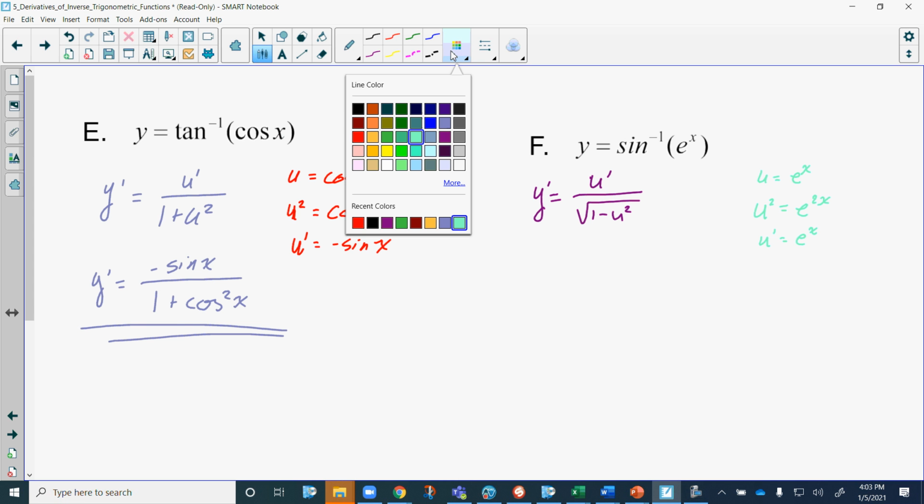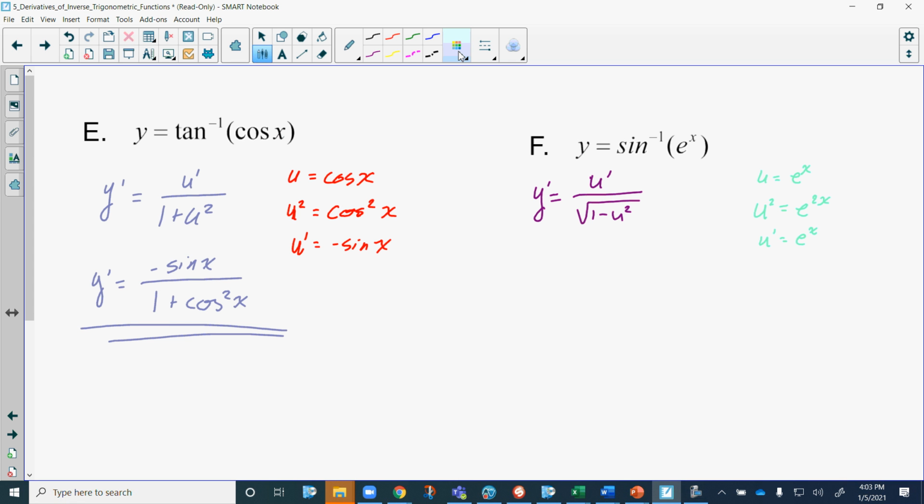And now taking those things and substituting them into the derivative rule for sine inverse, y prime in this case, substituting u prime, will give me e to the x power in the numerator over the square root of 1 minus, and u squared was e to the 2x power. And there we go.